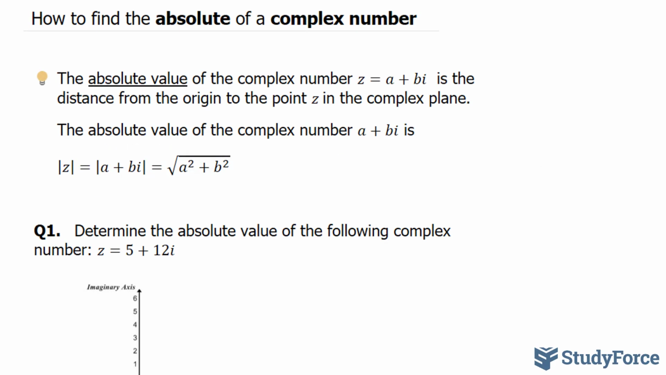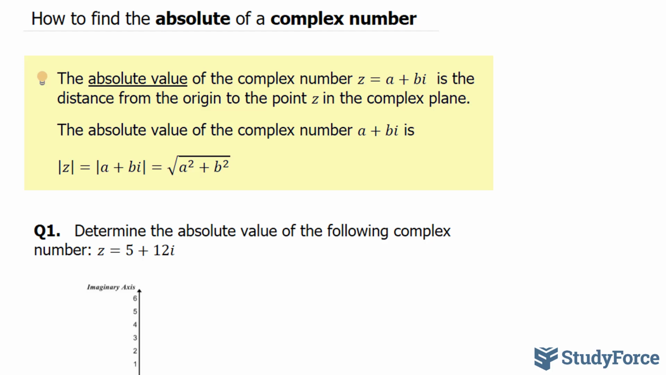In this quick demonstration, I'll show you how to find the absolute value of a complex number. The absolute value of a complex number, let's call it z, where we have a plus b times our imaginary unit i, is the distance from the origin to the point z in the complex plane.